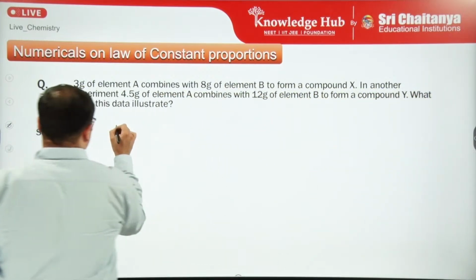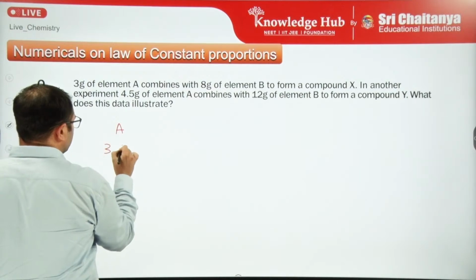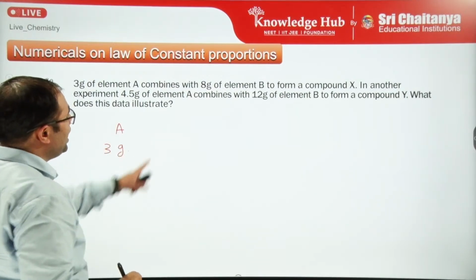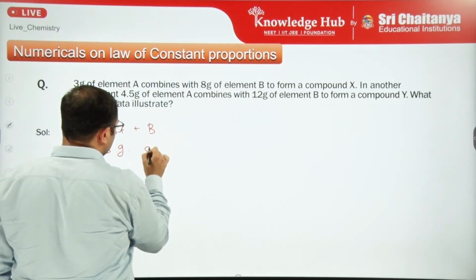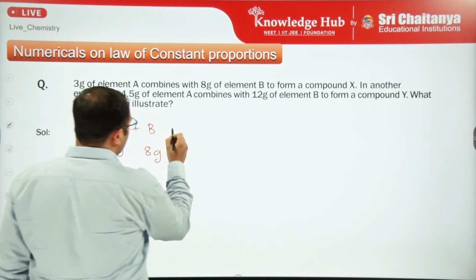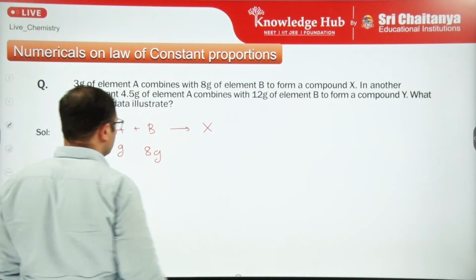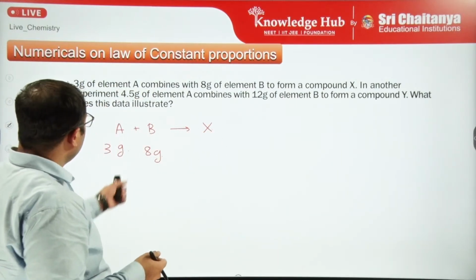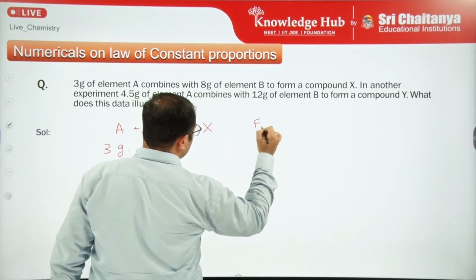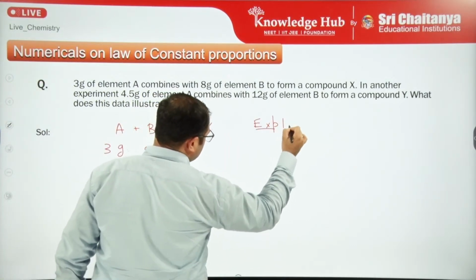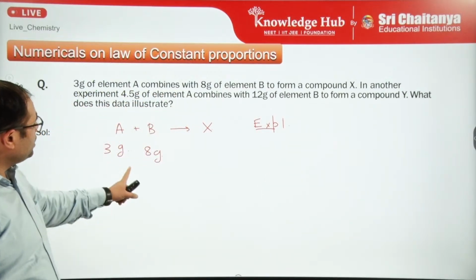So you have an element A, 3 grams of it, combines with 8 grams of an element B, to form a compound X. Some compound X is formed. This is your experiment 1. They have done some experiments, they are preparing compounds, right? So in one experiment, this is the case.